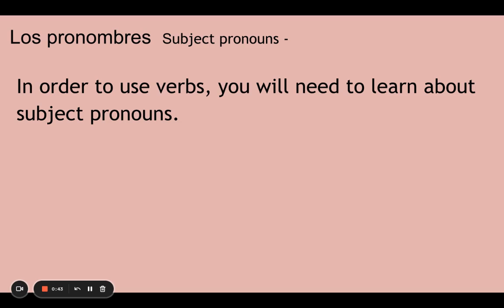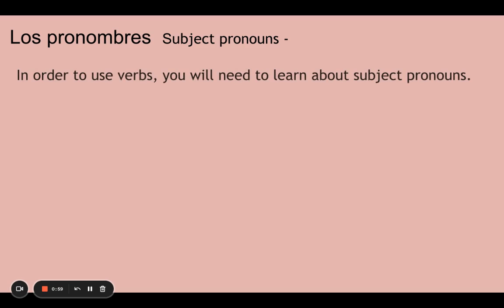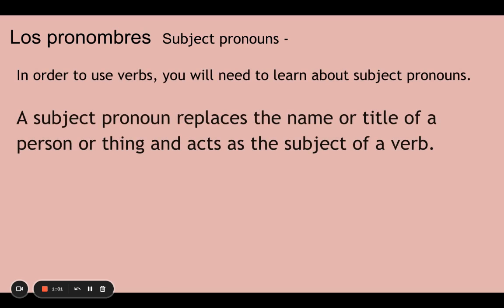So let's think of the word to be, the verb to be. I am, you are, he is. So that verb changes, but it depends on what the subject pronoun is. So in order to use the verbs, we need to be able to do this next step.